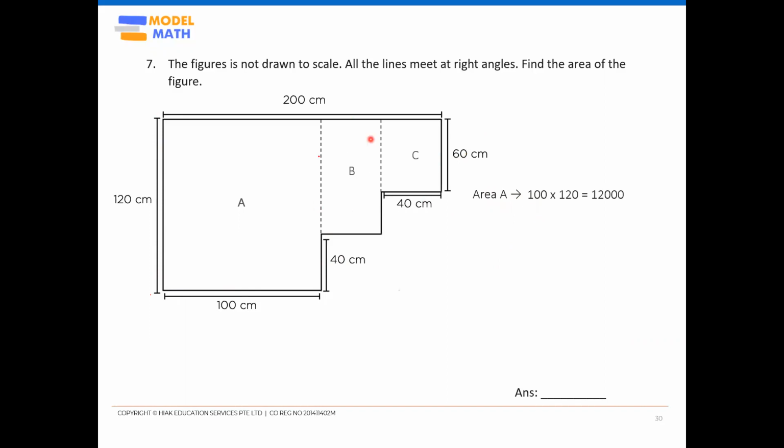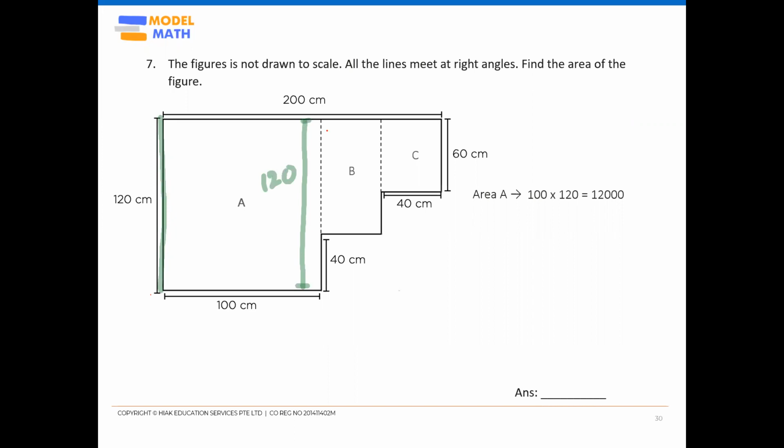Let's go on to rectangle B. Now for rectangle B, so far I do not have the length, neither do I have the breadth. You can call this length, you can call this breadth, it doesn't really matter. Longer side, shorter side. We need to go and find out the values of this breadth and this length. Let's find out this part first. To find this part, notice that I can use the 120 here.